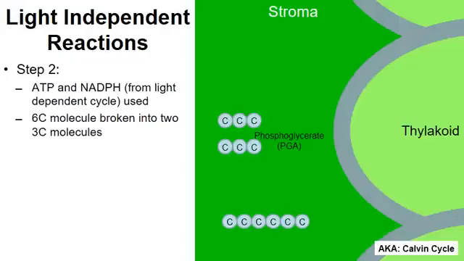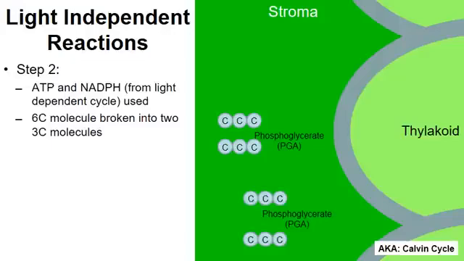This happens multiple times. Here's another short-lived 6-carbon molecule broken down by NADPH and ATP to make 2 more molecules of phosphoglycerate. And here's another 6-carbon molecule broken down by another NADPH and another ATP to make 2 more molecules of phosphoglycerate.